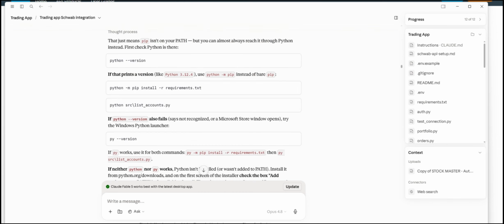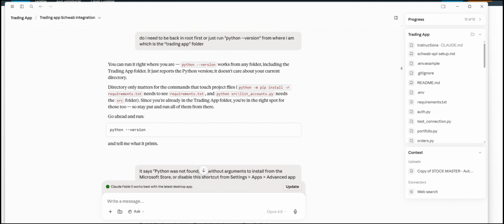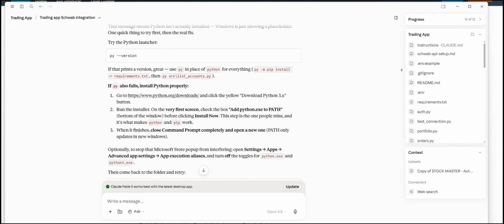Here's when we figured out that I didn't have Python installed and that I needed to install it. And I would ask questions such as, do I need to be in root, or can I install it in the folder where I am? Claude did a pretty good job of walking me through step by step anytime I had questions.